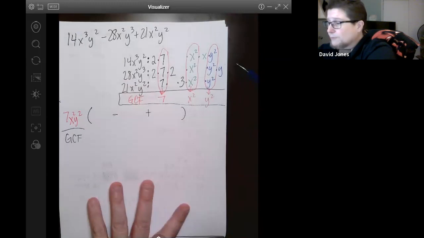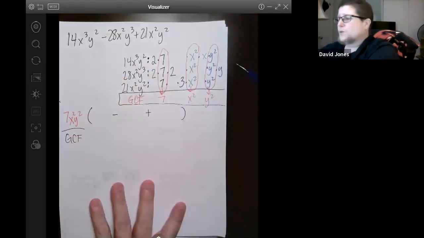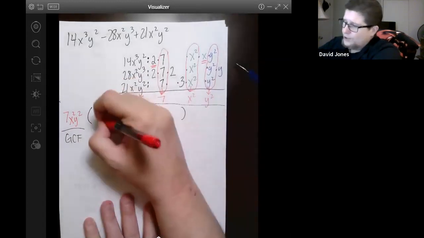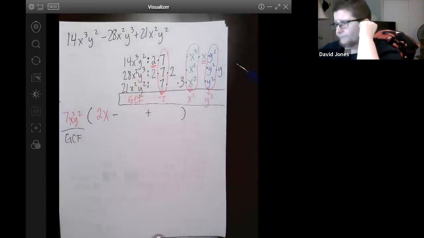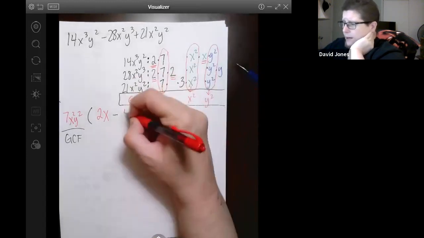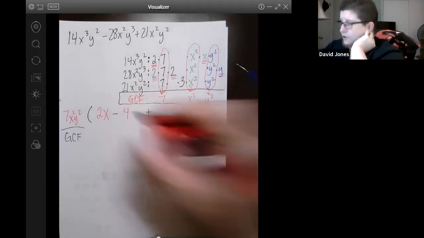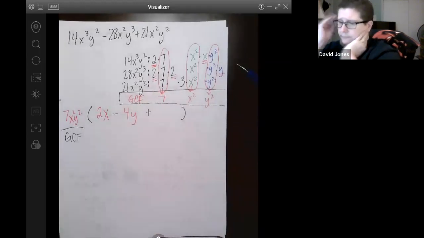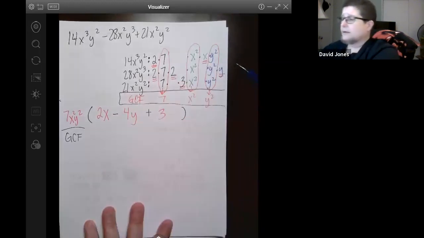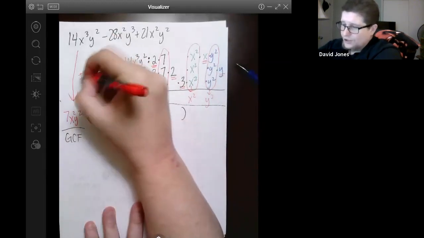And then the top row, the first item, 14x cubed y squared, has left behind a 2 and an x. So I'll put a 2x there. 28x squared y cubed has left behind a 2 and a 2, that's a 4, and then a y, so 4y. And then 21x squared y squared, the only thing left in that row is a 3. So apparently that's what that factors to.